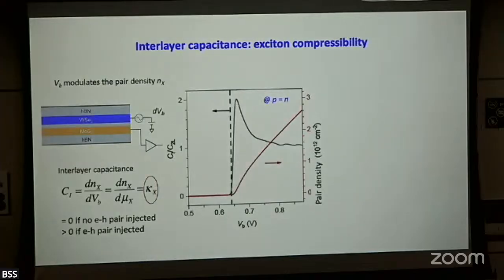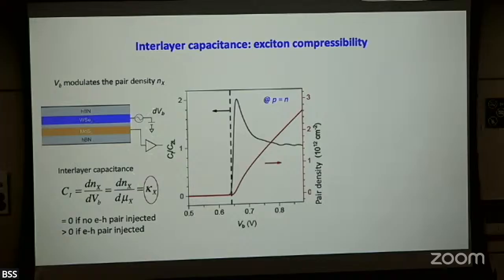So the next measurement we would like to do is to look at exciton compressibility. And the way we do it is to apply an AC voltage on one of the semiconductor layers and try to measure the current induced on the other layer. So the current has two components, the real part and the imaginary part, right? The real part of the current is the tunneling, so that's something we can measure. And then the imaginary part of the current, which we call the displacement current, is proportional to the density. And this ratio is the interlayer capacitance.